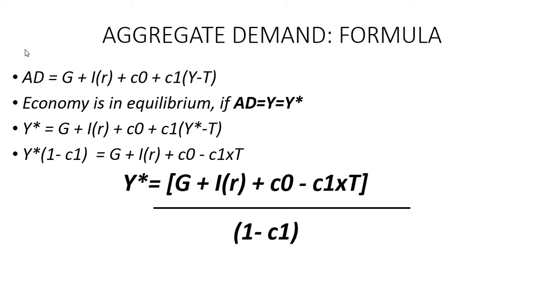This will be the value of aggregate demand if the value of income is equal to 0. Finally, you divide both sides by 1 minus C1 and this is what you get. So this is the level of output, which corresponds to the level of income and aggregate demand when the economy is in equilibrium, when there is an equilibrium on the market of goods.